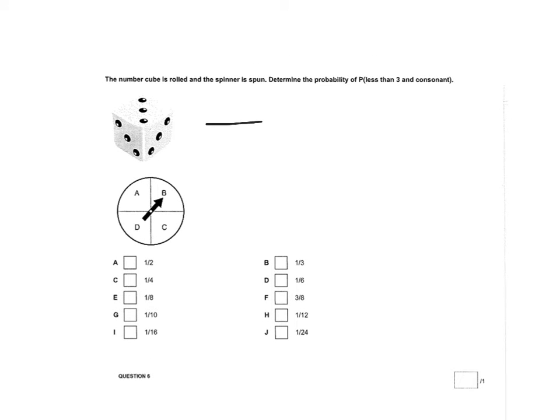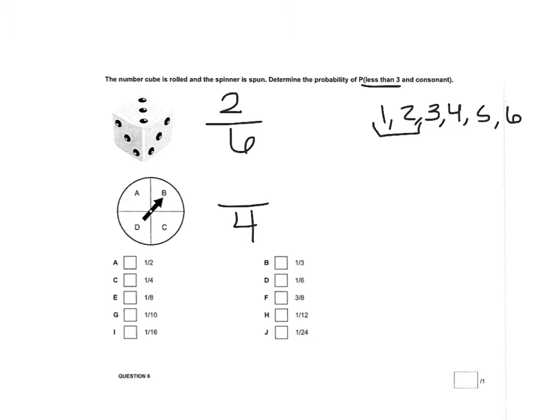Again, we have a cube out of 6. We have a spinner out of 4. So less than 3. 1, 2, 3, 4, 5, and 6. Less than 3. It doesn't say 3 and below. It says less than. So that would only be 2 of those numbers. And remember, we can reduce. We need to reduce, actually, not just can.